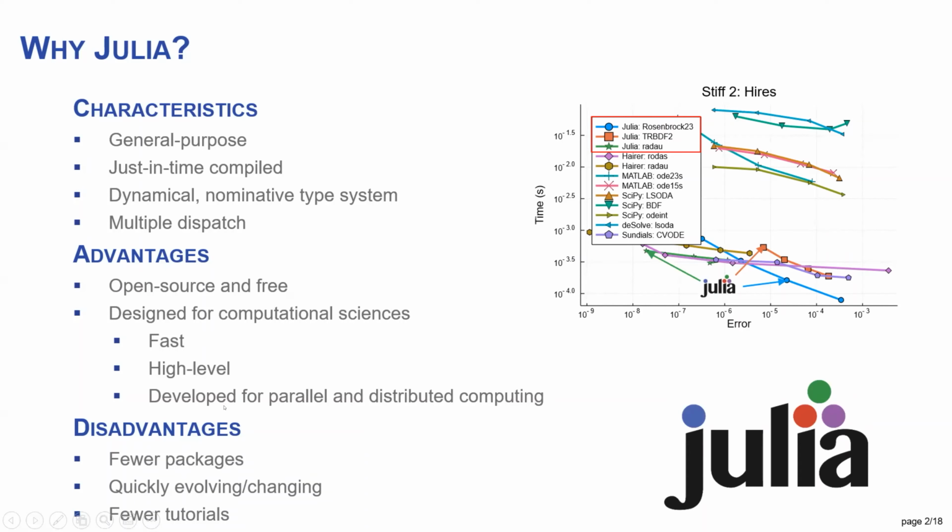Major disadvantages come from Julia being a very new programming language. There are not that many packages yet. It's still quickly evolving, which can make it a bit difficult to keep up the pace. And it doesn't have that many tutorials as compared to Python, for instance.